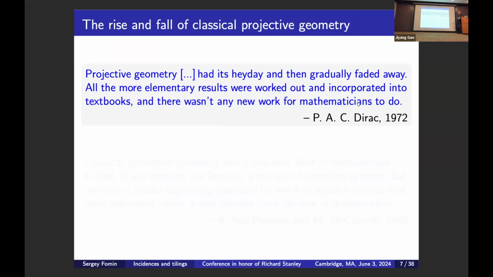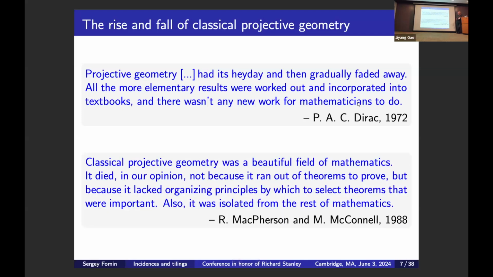Perhaps even more credible and impressive statement was made by Bob McPherson, who wrote in his paper with Mark McConnell, 1998. Notice the past tense, classical projective geometry was a beautiful field of mathematics. It died not because it ran out of theorems, but because it lacked organizing principles by which to select the ones that are important, and also was again isolated from the rest of mathematics.